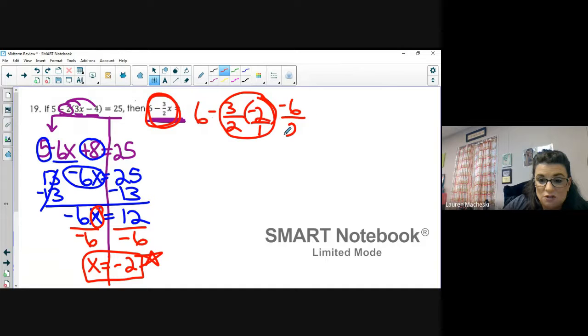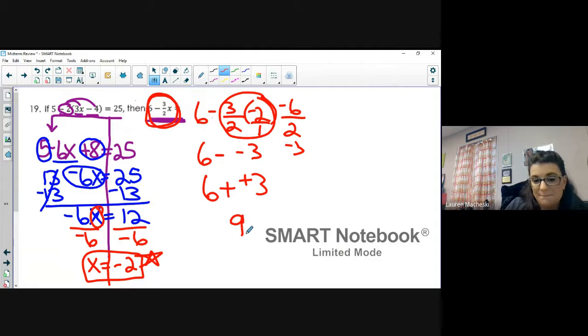-6 divided by 2, which is -3. So that whole thing simplifies to -3. And then you're left with 6 minus -3. Well, a double negative becomes a positive, so it's really 6 plus 3, which equals 9. So my answer would be 9.